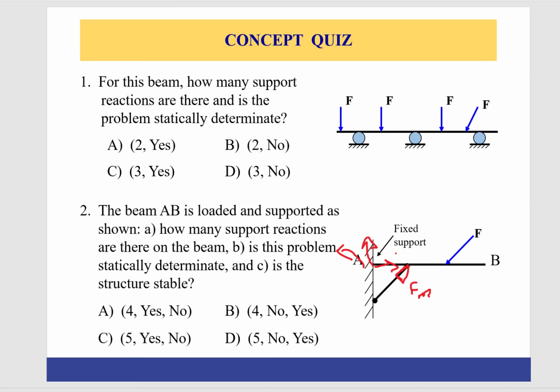Now, is this structure stable? Yes, because it's sufficient to have a support at one end, and this becomes an extra. So this is over-determined, right? So the answer for this problem is B. For the equation, it's not statically determinate, and yes, it is stable.